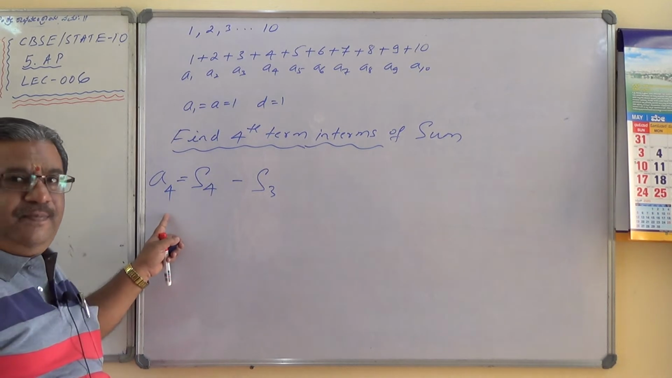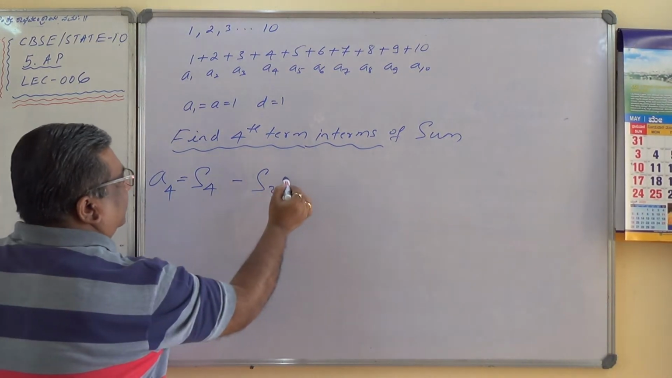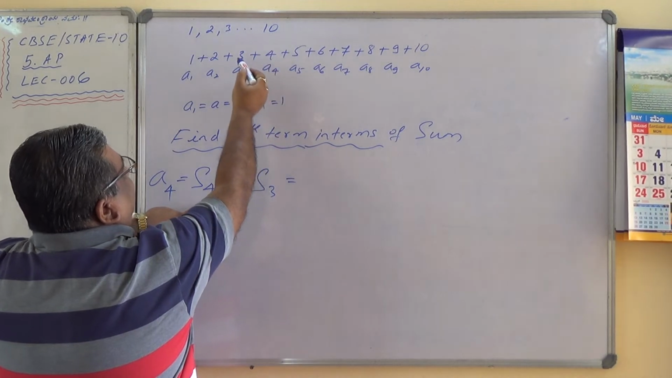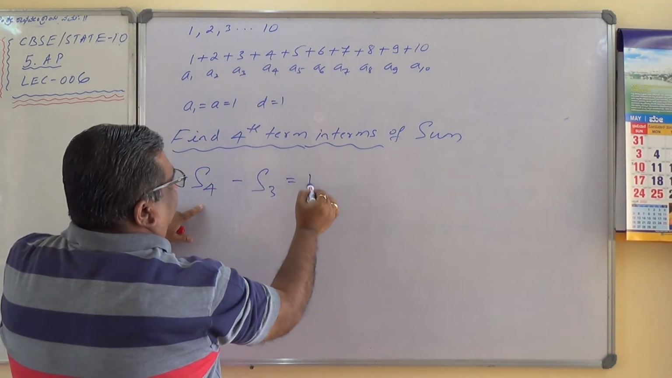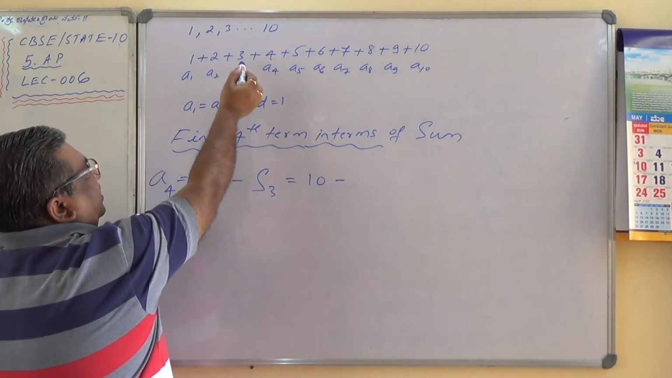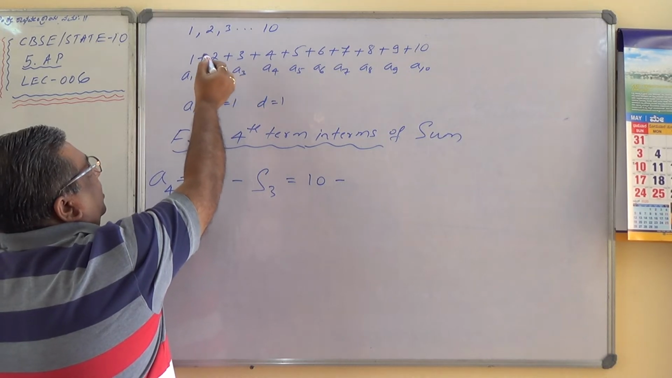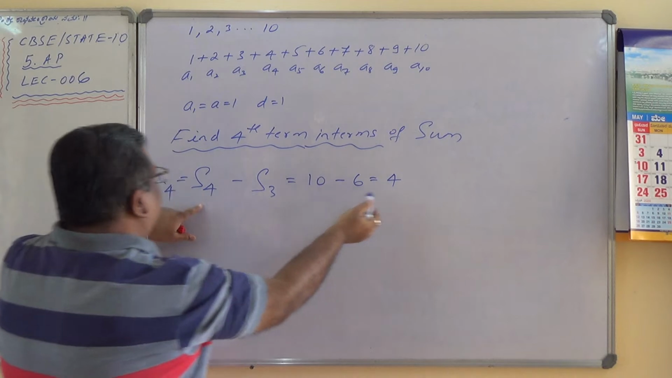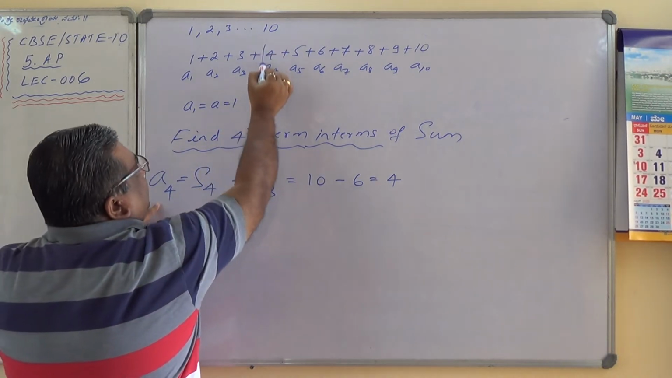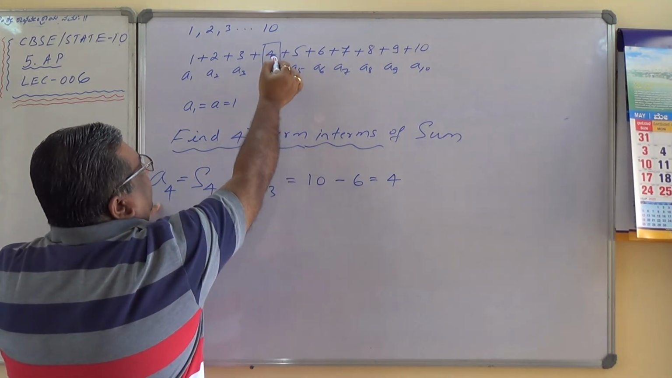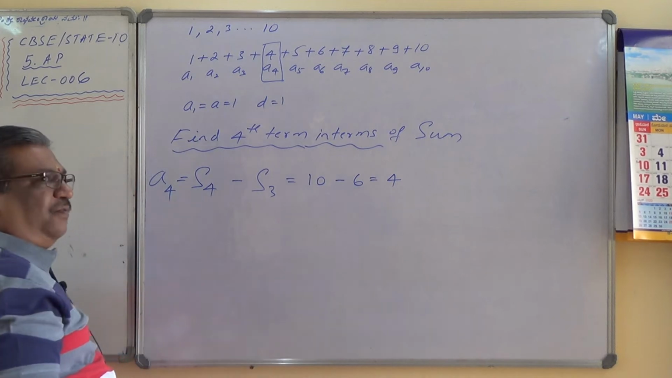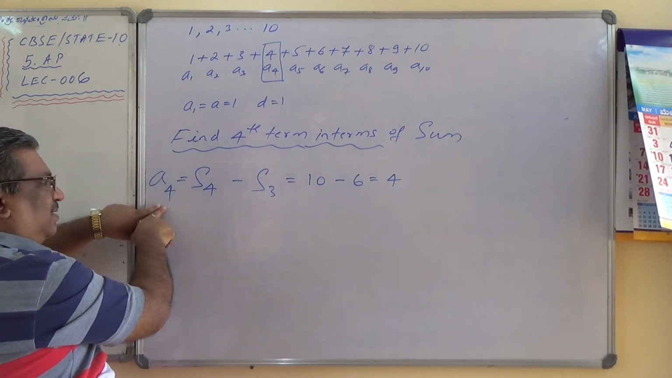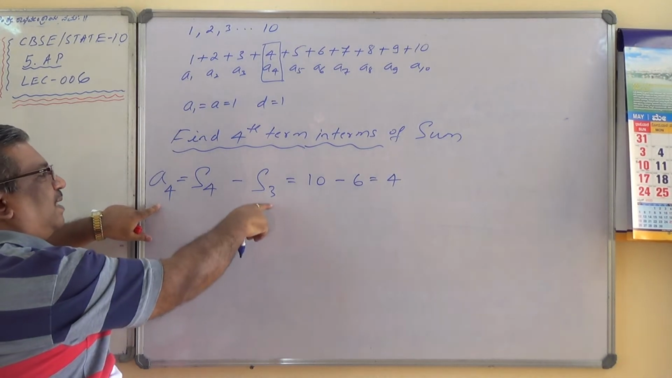Are you able to understand here? Let me check whether it is correct or not. This equals, what is sum up to 4 terms? 4 plus 3, 7 plus 2, 9 plus 1, 10. Minus sum up to 3 terms. 3 plus 2 plus 1. 3 plus 2, 5 plus 1, 6. Which equals 4. Is it not the fourth term? Check here. This is the fourth term. What is the fourth term? 4. I got the value of the fourth term as 4. How did I calculate the fourth term? Fourth term equals sum up to 4 terms minus sum up to 3 terms.